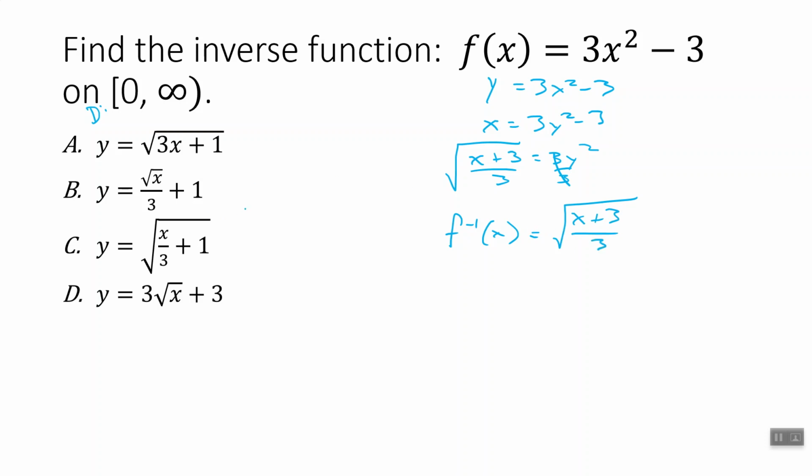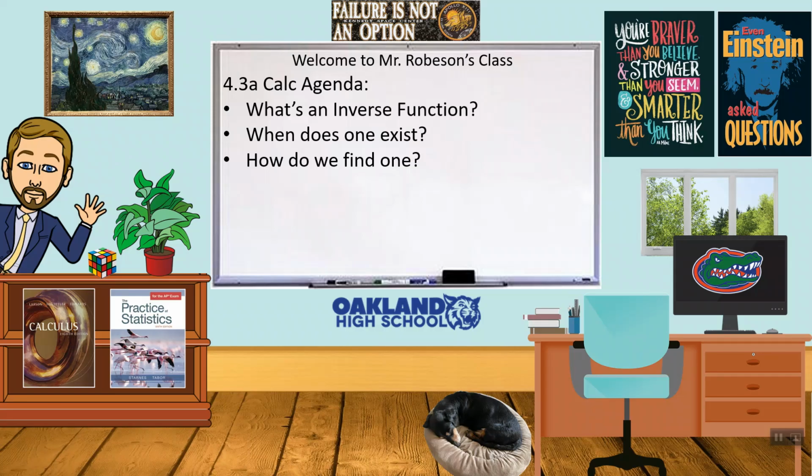Wait a minute, I don't see that. Let's see, can we simplify this? Sure, we can divide both things in here by 3. 3 over 3 would be 1. Hey, I see that now. Here it is. Voila. Ta-da. So that is reviewing inverse functions.